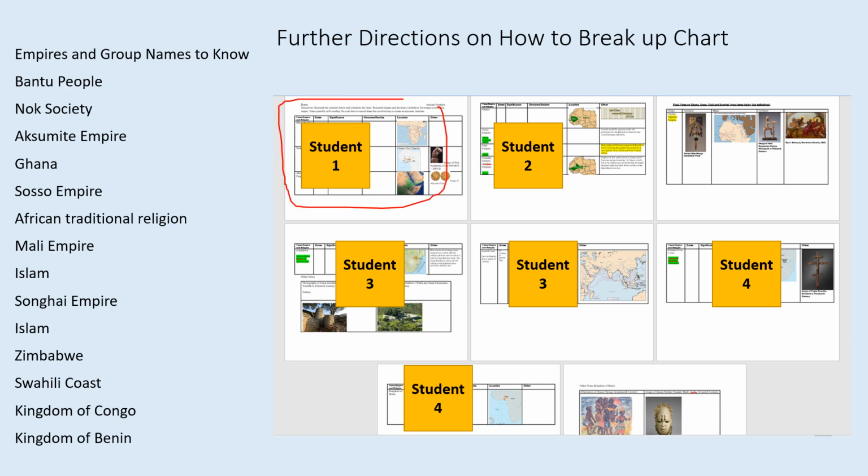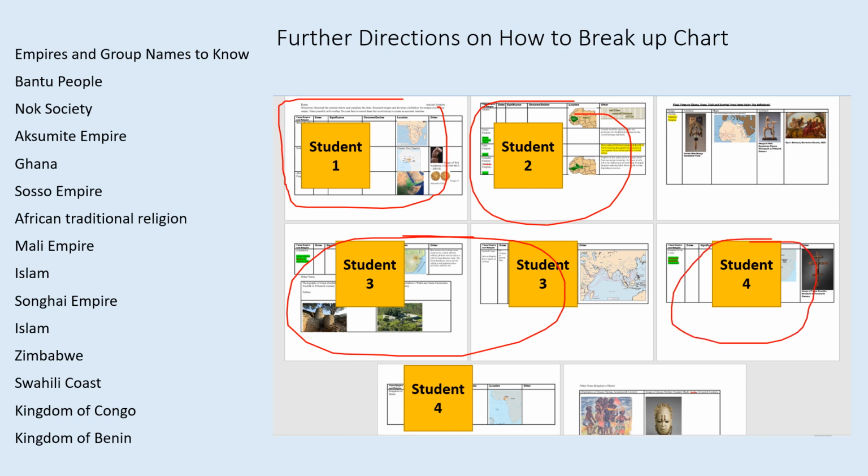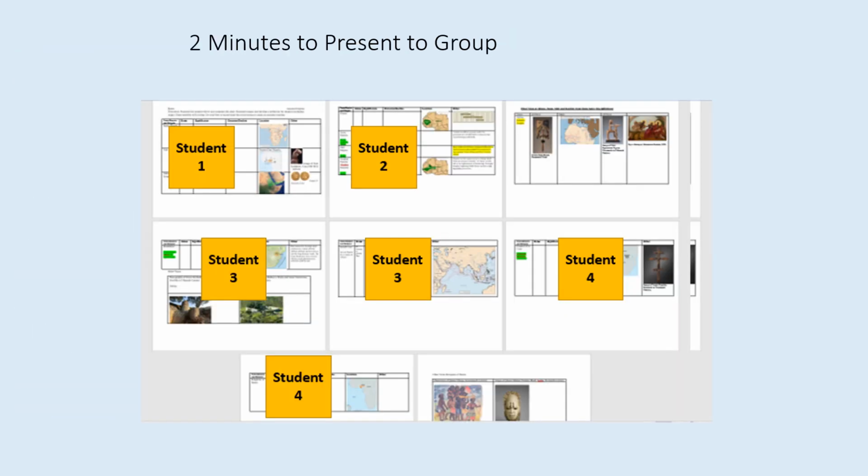Student 1 reads this page, student 2 the next, and student 3 gets 2 pages because I believe there's only 2 empires on the last couple of pages here. And you want to complete that sheet. Again, the directions are that at the end of a certain amount of time, 20 minutes, when each student is doing their individual research, they will then give a mini presentation to the remaining students in the group, and the students can use that presentation as a starting point for their notes. At the end, each student will have about 2 minutes to conduct their mini presentation to the people they are working with.